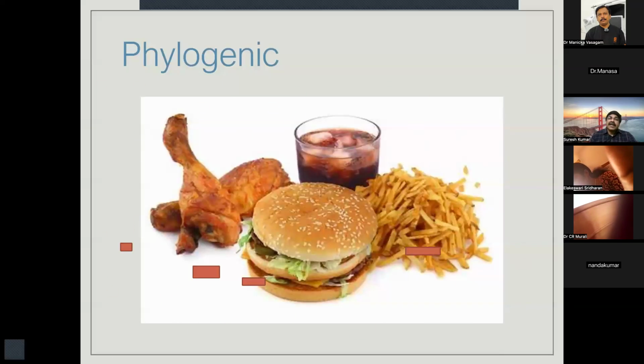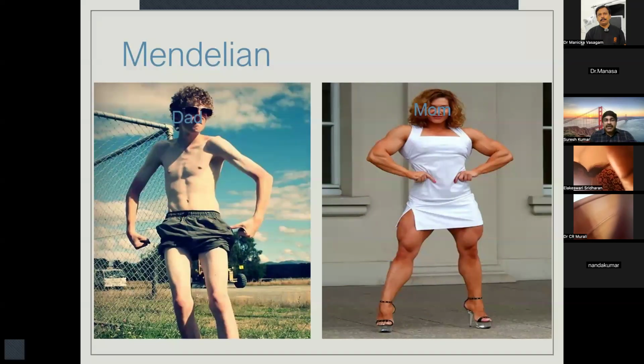Okay. The second theory that explains tooth impaction is called a Mendelian theory. Mendelian theory is based on genetic explanation. For example, if an individual has a dad who has got a smaller body size, or mother with a larger body size, as you see in this picture, or vice versa also, dad may be bigger and mom may be smaller.